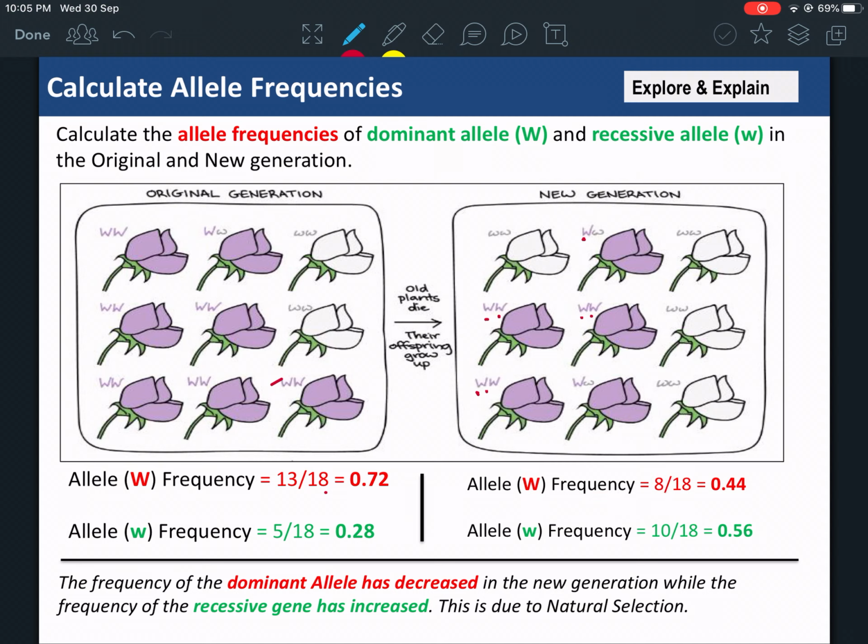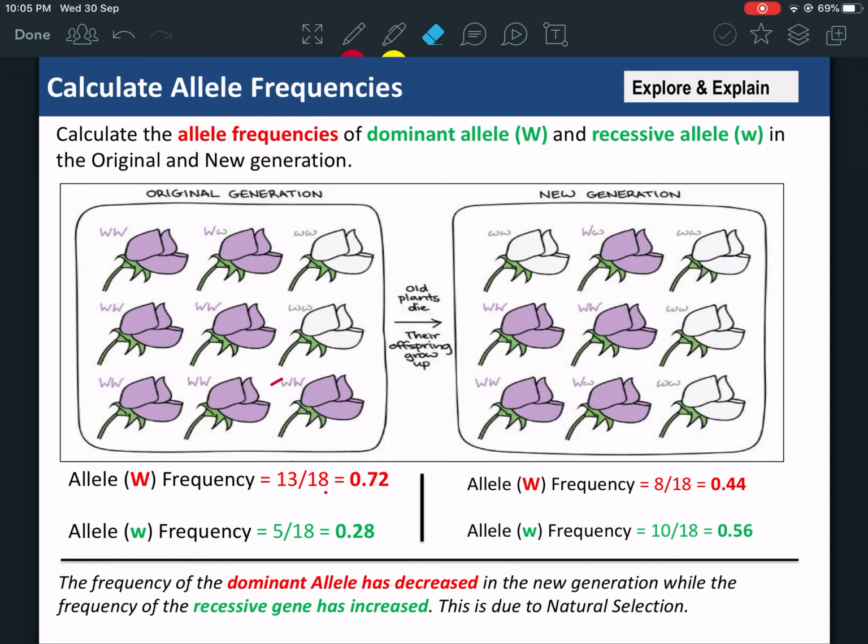Okay? Because it is equal to the number of how many times you see the big W divided by the total, which, you use a calculator, it's 0.44. Okay, and then you check allele w, the small one. How many small ones do we have? Let's count. So we have 1, 2, 3, 4, 5, 6, 7, 8, 9, 10. So we have 10 small w's. So 10 divided by the total, which is 18. And then we use a calculator, and the number is 0.56.